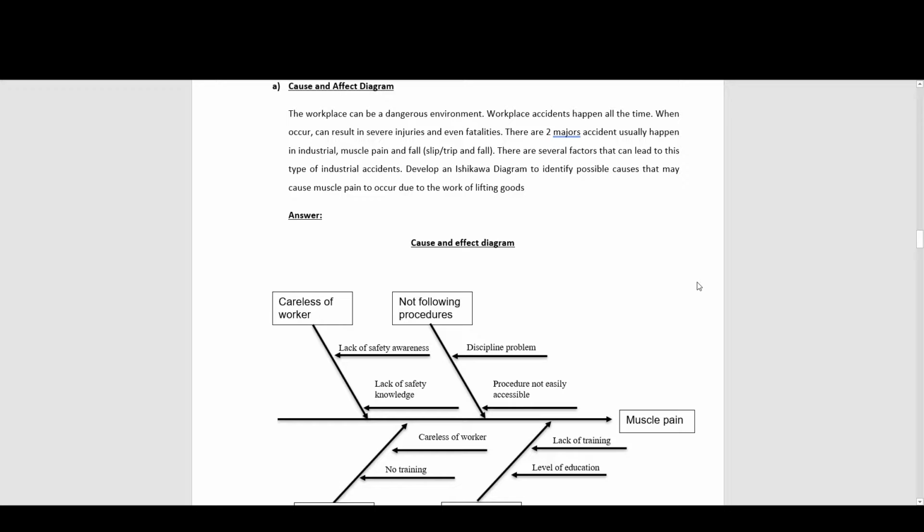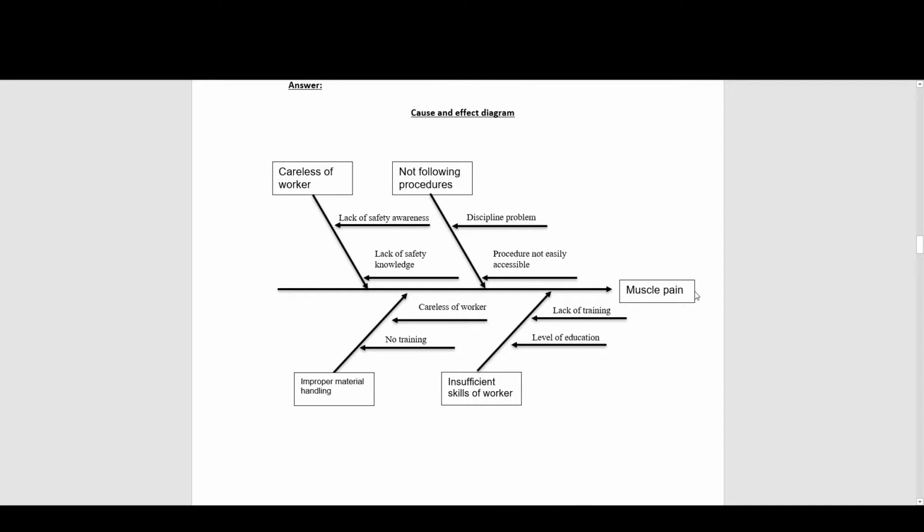Reading the question quickly, we know that two major accidents usually happen in industry: muscle pain and fall. Now we need to develop an Ishikawa diagram and identify possible causes that may cause muscle pain due to the work of lifting goods. To create this diagram, firstly we put the problem we're going to solve on the very right side, in a box: muscle pain. All of these points are the potential causes of this muscle pain, and in the future we're going to solve this problem.